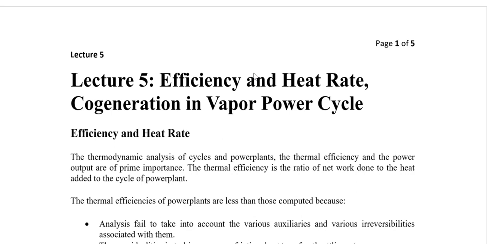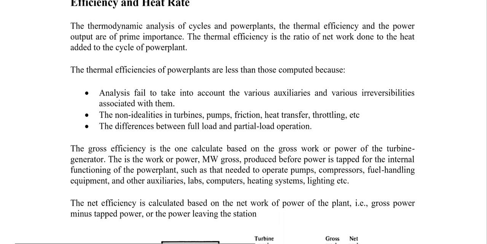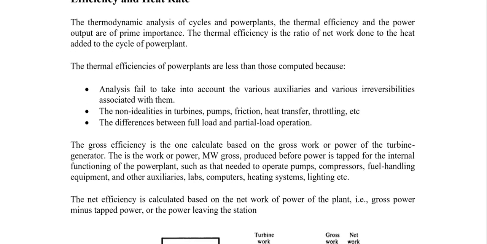less than that one. It is because when we were analyzing the power plant cycle, the Rankine cycle, whether it was a superheat cycle or reheat cycle, or with a feed water heater, we did not take account of various auxiliaries and the various irreversibilities associated with them. There was non-ideality of the turbines. There was inefficiency of the pumps. There were friction losses, heat losses, and throttling losses. So many things we did not take into our account.